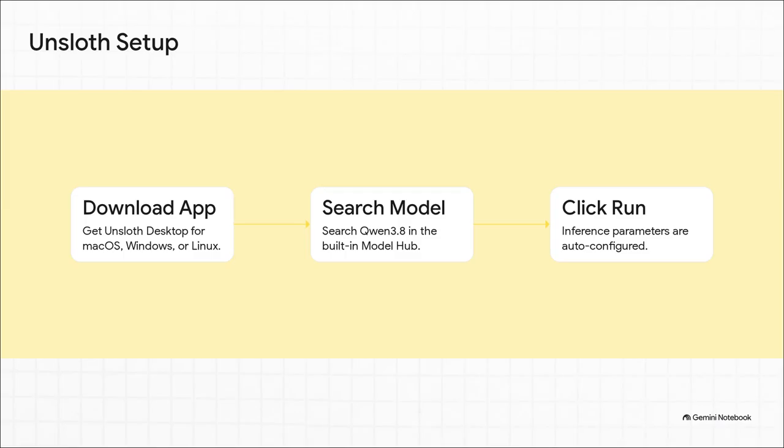This right here is the highly actionable part of our explainer. We've talked about the theory, the math, and the architecture, but how do you actually harness this power on your own machine today? Look, it used to be that running local AI required a PhD in command line syntax and Python environments. Not anymore. To run this today, you just download the Unsloth Desktop app. It works natively on Mac OS, Windows, or Linux. You open it up, search for Qwen3.8 in their built-in model hub, and you click Run. Literally, that's it. Unsloth automatically configures all those complex inference parameters like temperature and top P that we just talked about. It makes the setup process incredibly accessible.